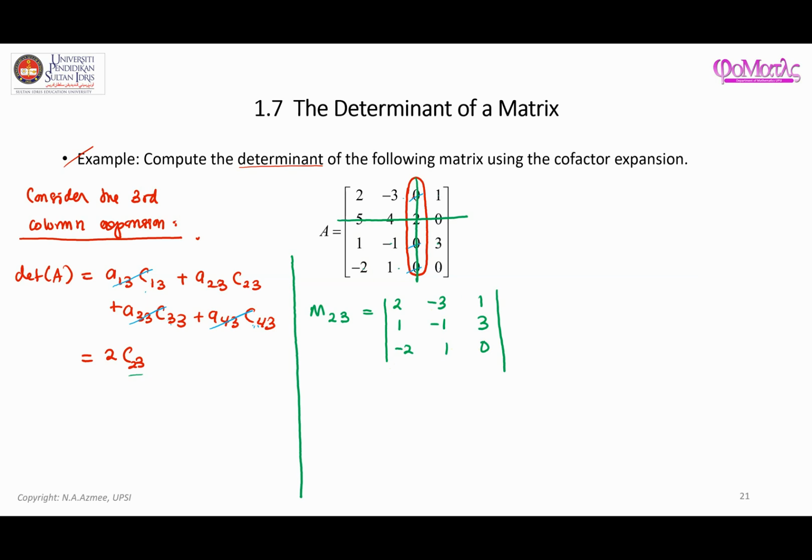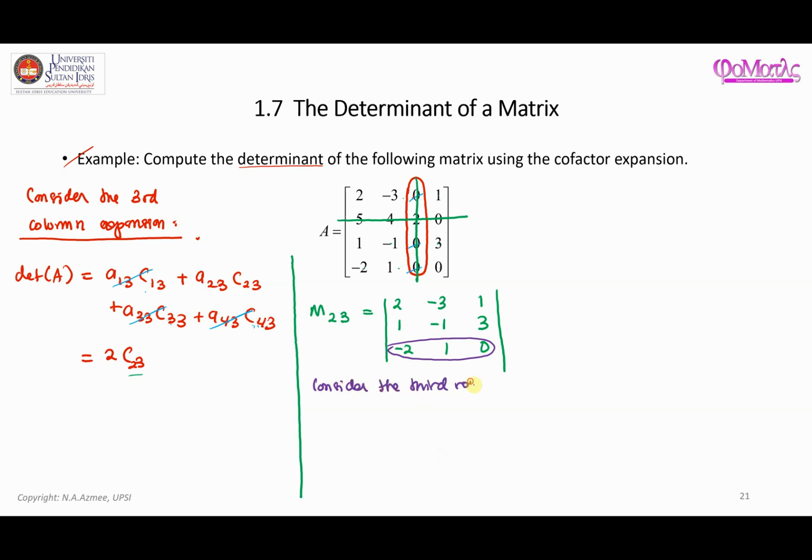Now we need to simplify the process again. How can we find the determinant of a 3 by 3 matrix? Unfortunately, there is no simple way to do it. You need to repeat the process, thinking about what row or column expansion you need to do in order to find the determinant of this matrix. For example, in order to find M23, you can consider the third row expansion.